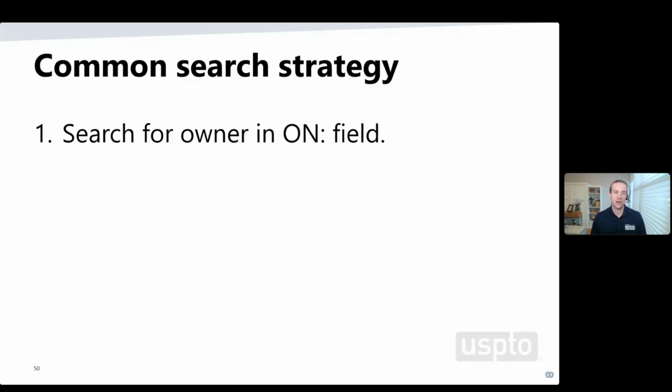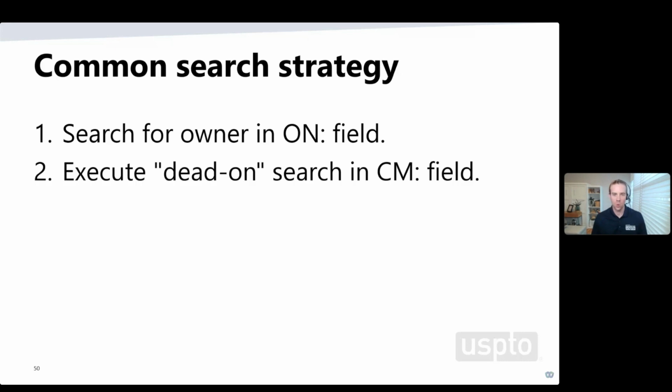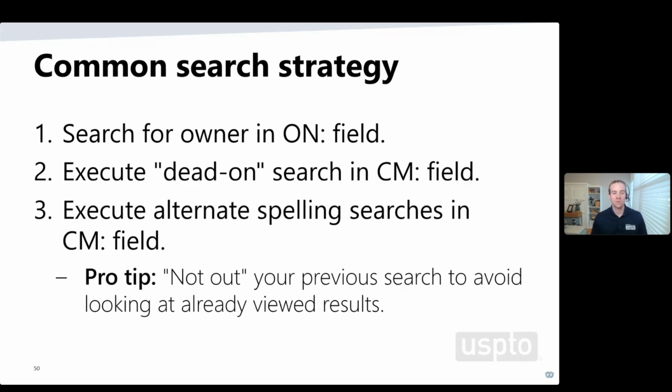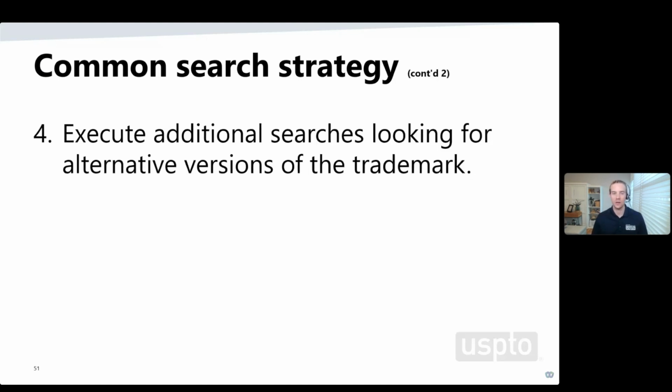Common search strategy. You can start with the owner name in the ON field, if you want to see, hey, have I already filed this application? What are the applications that I have? Execute your dead-on search. Then start doing those alternate spellings if your dead-on search doesn't get you anything. You execute additional searches looking for different versions of the trademark.